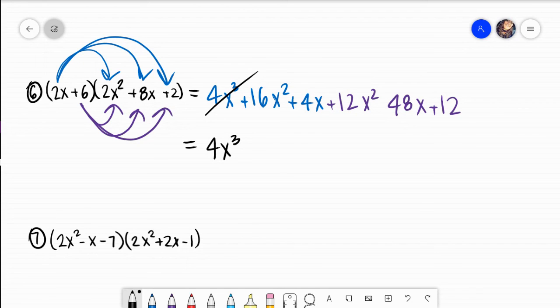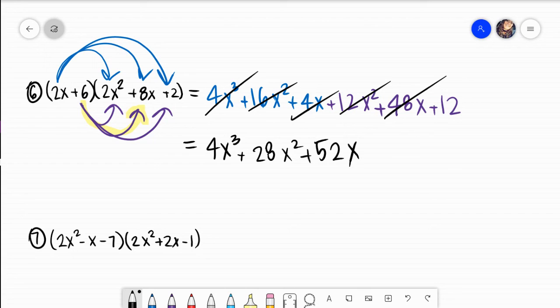So 16x squared and a 12x squared. Those signs are both positive, so I'm going to combine them and keep the sign, keep the variable, keep the exponent. 4x. Go back right here, y'all. The 6 times positive 8x. 6 times 8 is 48. Signs are the same, so it's positive. So now I have a positive 4x and a positive 48x, and what I would get is 52. 48, 49, 50, 51, 52. That's a positive 52. Keep your variable. Keep your exponent. And all I have is 16 plus 12. So that's the answer for that one.